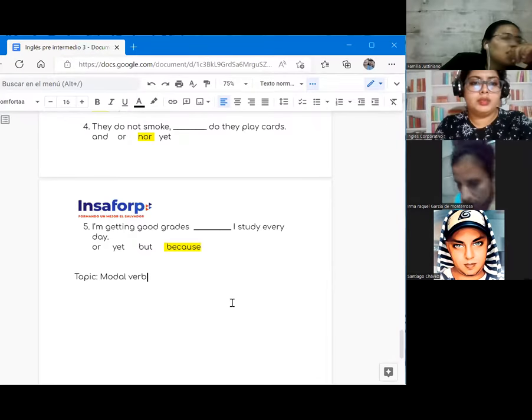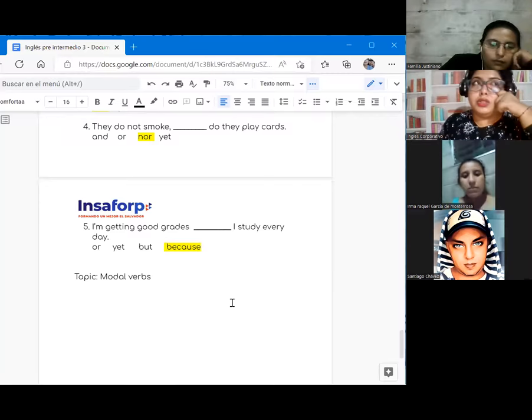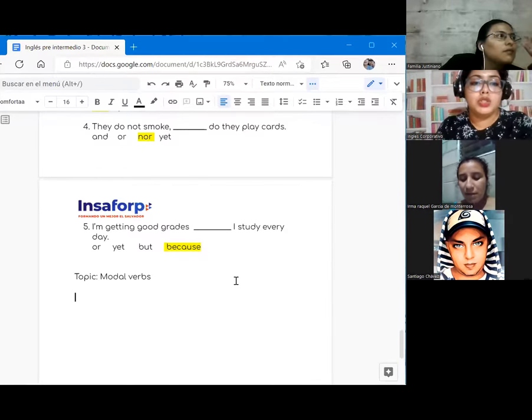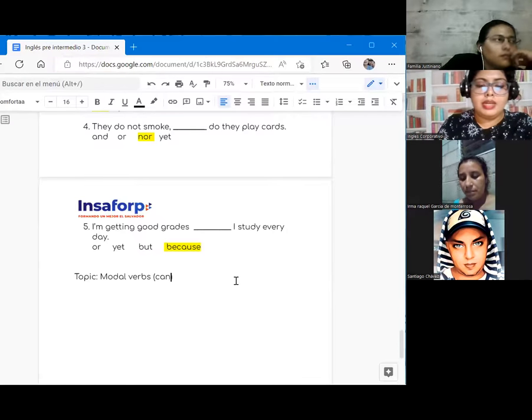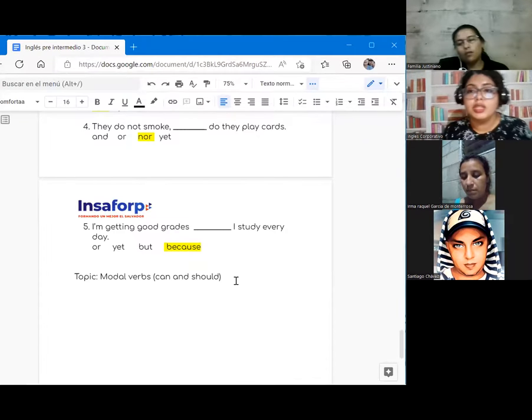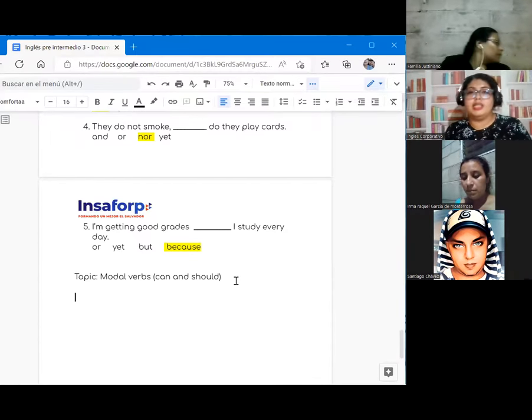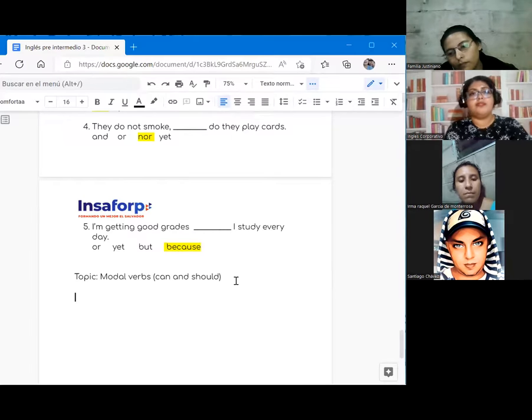Modal verbs. And in this case, we are going to focus on can and should. I know that maybe you use can a lot, because it's a very common word that we use when we are talking in English. In Spanish, can is poder, poder hacer algo. So in that case, we are very familiar with that word.